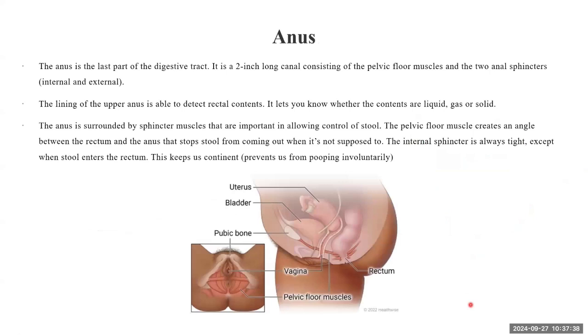So the diagram is basically added to make it more elaborative, just like the previous slides. So this is the anus, which is the last part of the digestive system. The main purpose of explaining this part of the intestine is to highlight the major role of the anus in digestion and the release of waste or stools.